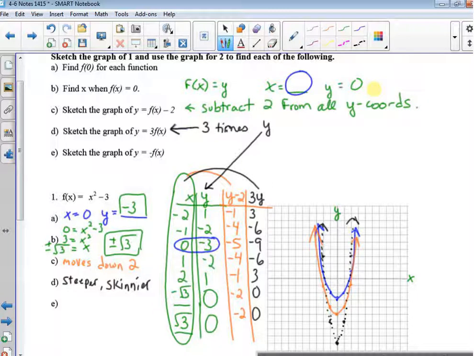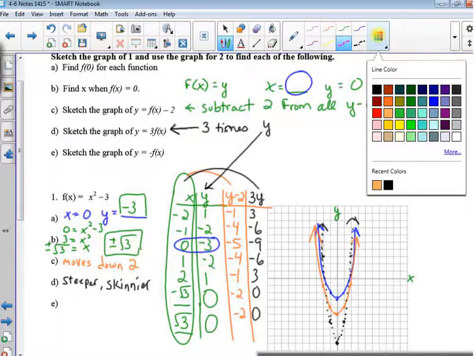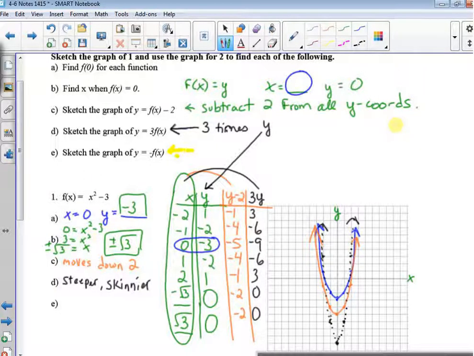And then sketch the graph of y equals negative f of x. Let's see what this one looks like. Let me see if I can grab another color. Let's see how yellow works out. All right, so what this one's going to do is negate, or take the opposite of the y's. So if I add over here negative y, I'm going to negate all the original y's. Again, I'm looking at that y and negating it.